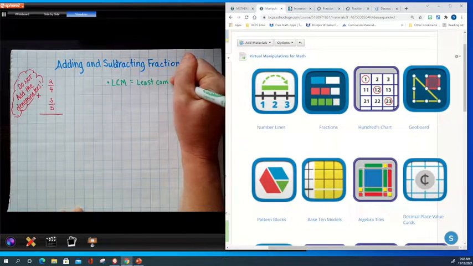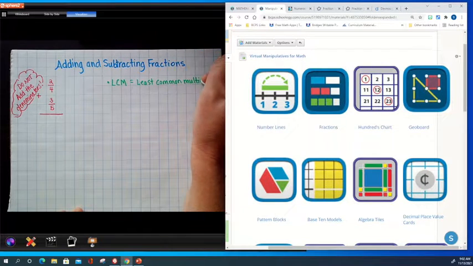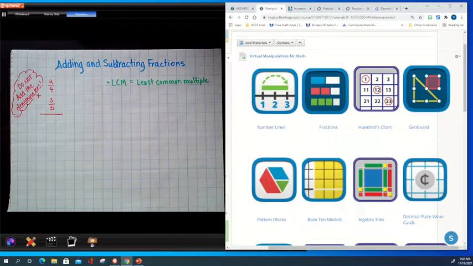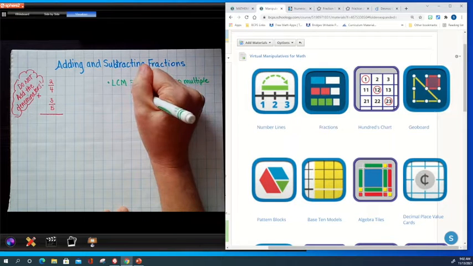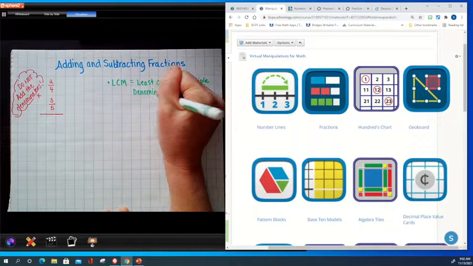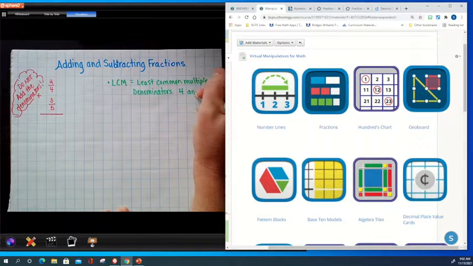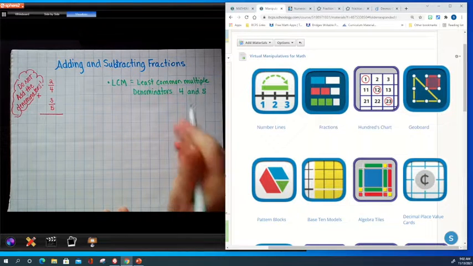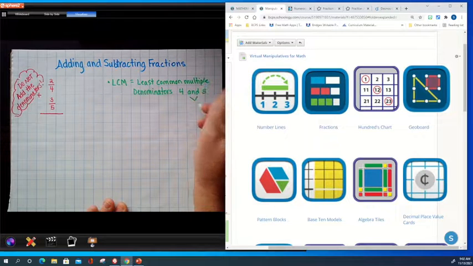Now, the least is the best because it will get us to an equivalent fraction the quickest. So we're looking for the least common multiple. What do 4 and 5 have in common? The denominators, okay? So we're looking at the denominators, 4 and 5. Skip count by 4s, skip count by 5s. We did this in the last video. The LCM of 4 and 5 is 20.